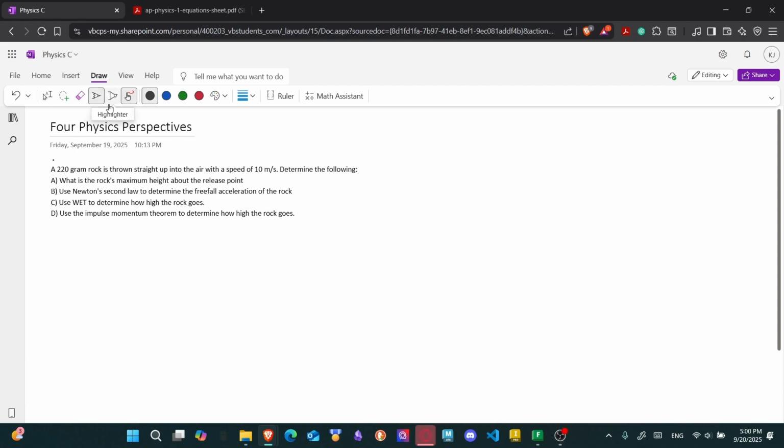Okay, so starting off with kinematics, the diagram will be a rock that is 220 grams, thrown straight up with a velocity of 10 meters per second. So we're trying to find the maximum height from the release point. The maximum height is d.